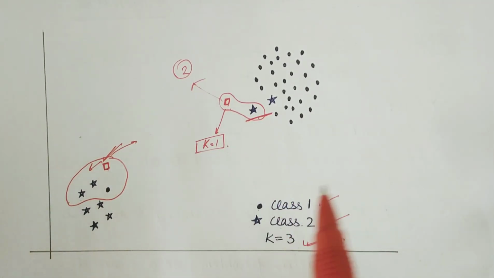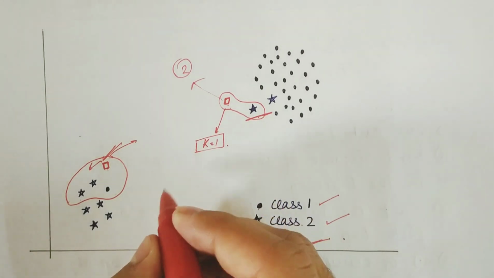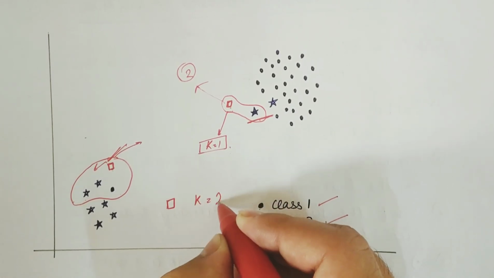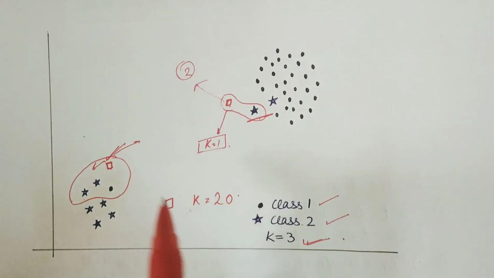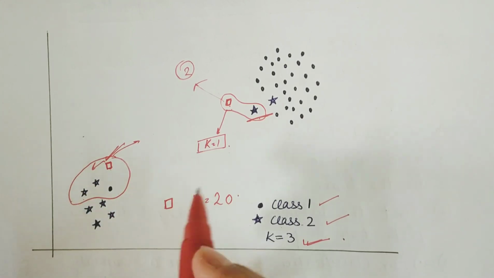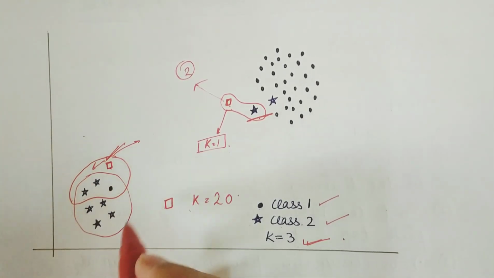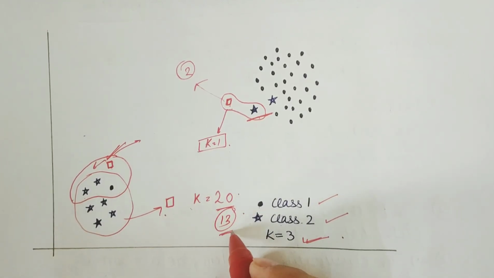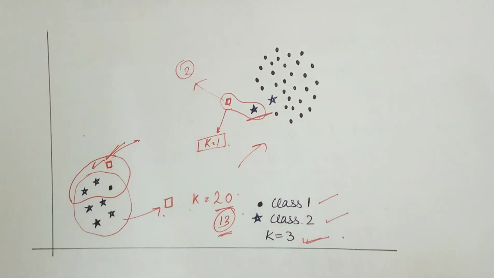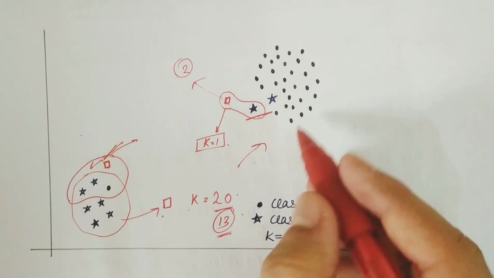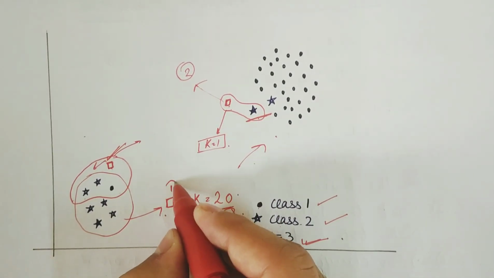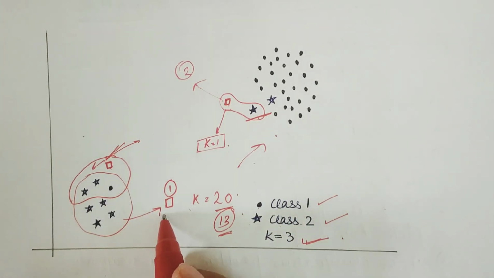Now, we should look at the other extreme. What is the problem with a large value of k? For example, there is this data point and we take k equals 20. Even though these 7 points are close enough to this, we still need 13 more points. Now these 13 points will come from this cluster. As a result, the majority of points will be from this cluster, giving it the label 1, which is not desired.